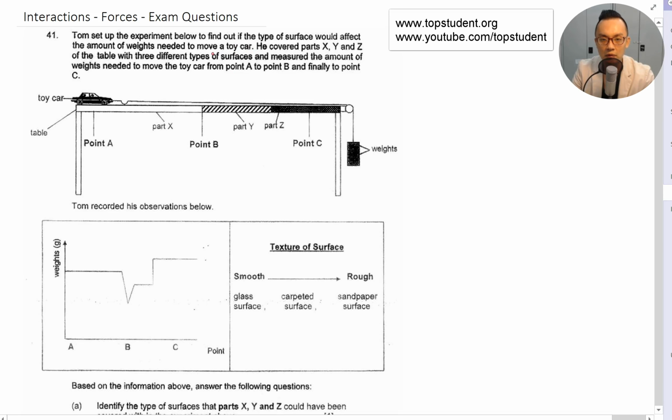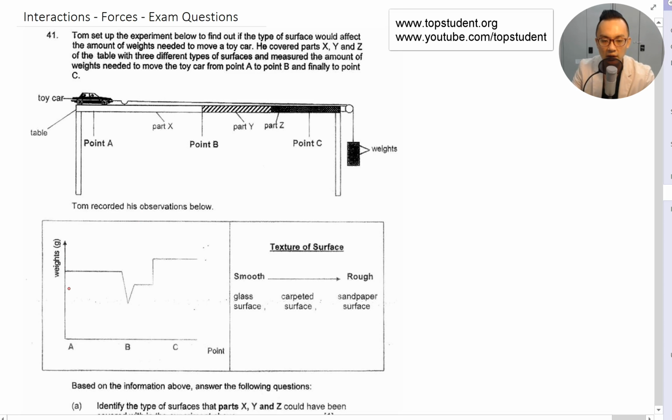Read this question. I'm going to go through it faster. So basically, you have point A, point B, point C. You have part X, part Y, part Z. So the complexity in this question is that you've got these 3 points and these 3 parts, and you have this car that's going down. So that's the part that's complex.